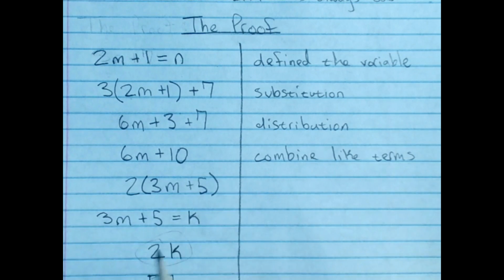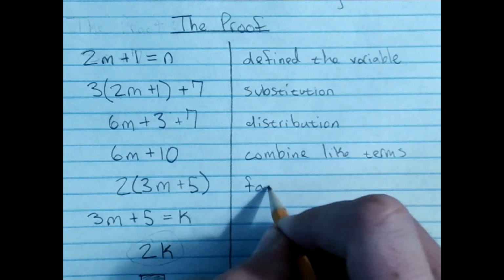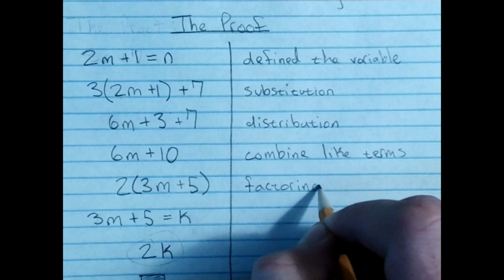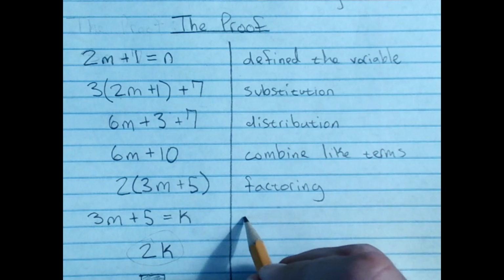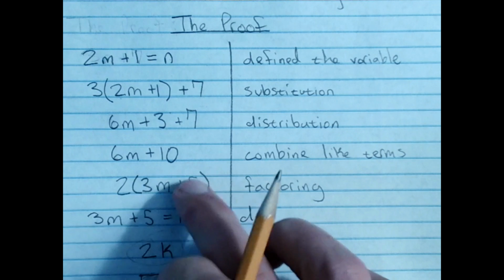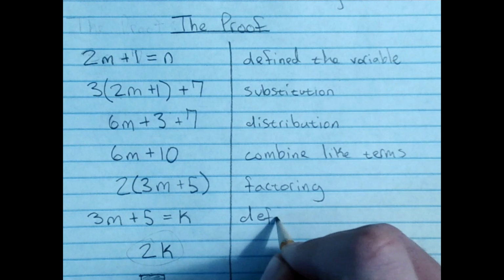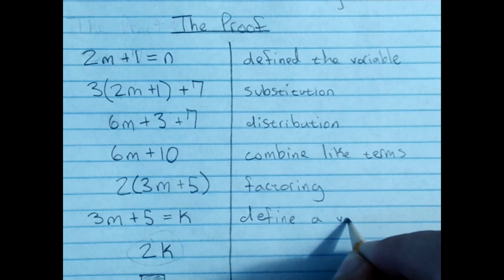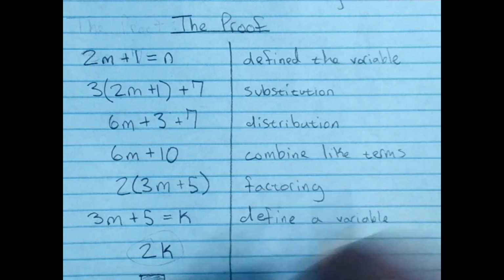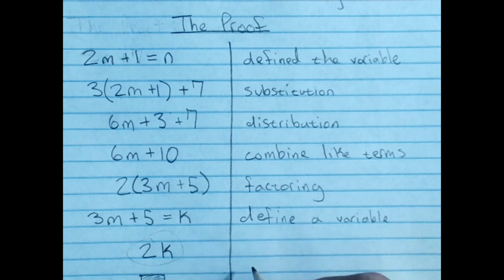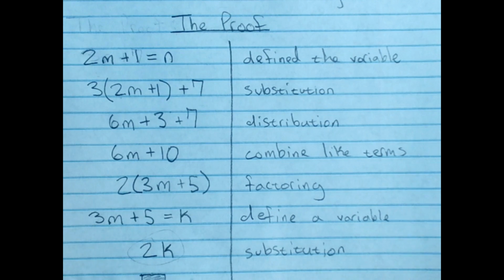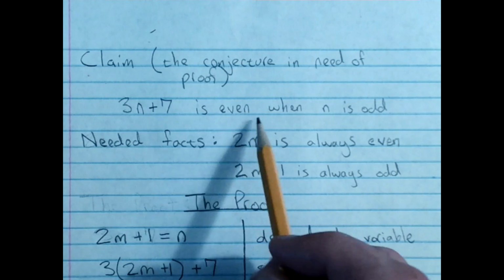Here I've factored out the 2. So this is a factoring step. Here again, I'm defining a variable. I'm saying this thing right here, I'm going to call that k. And to get to my last line, I'm going to use substitution. Since 2k has the form of an even number, 3n plus 7 is even when n is odd.